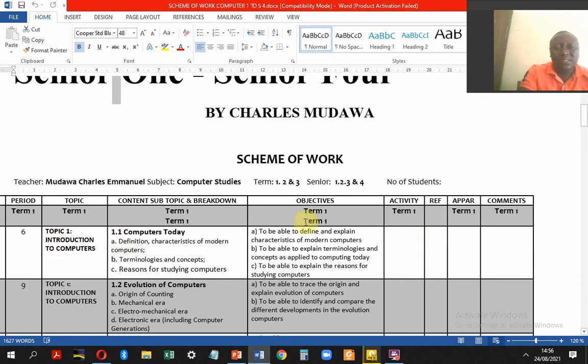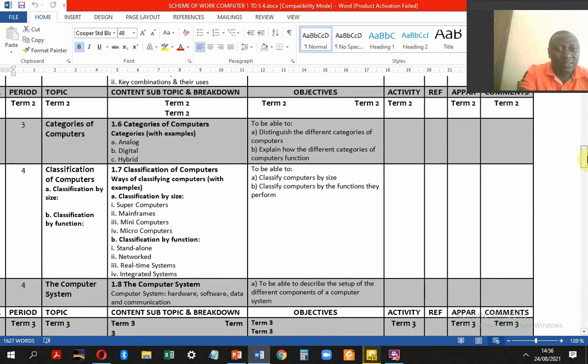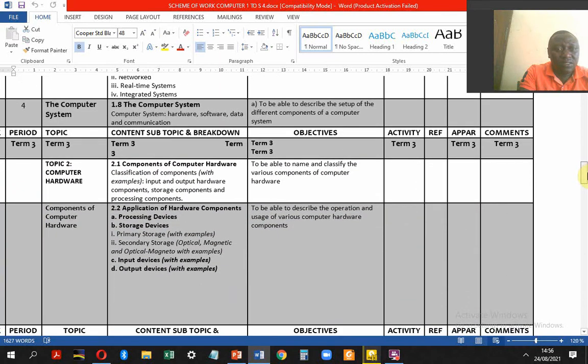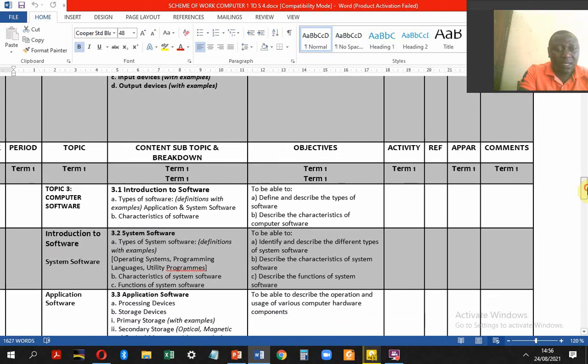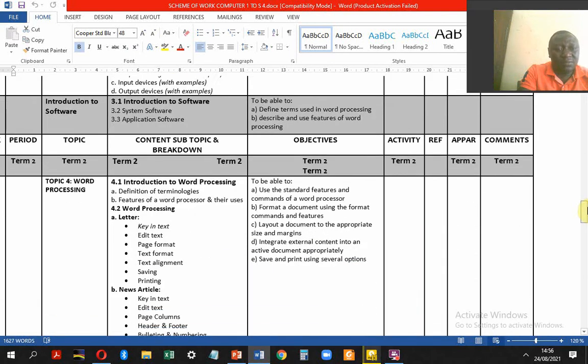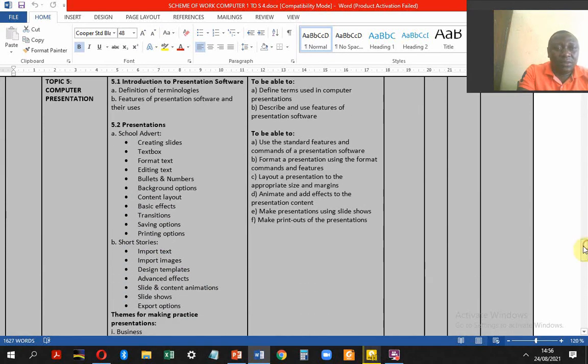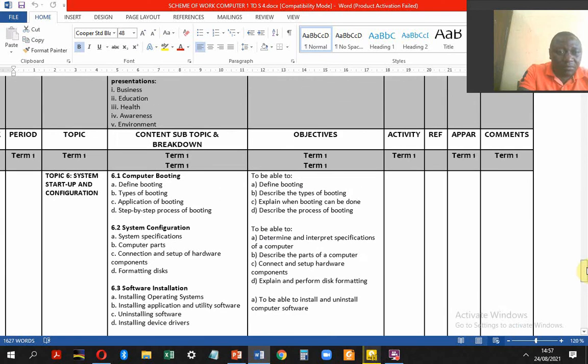Now, in the first, you can see the number of topics that we are supposed to cover up to the end. You can see introduction to computing. The topic 2 is also here. Look at the categories, and then we move on, breaking down all these topics. You come to topic 3, where we have computer software, and then after that you are able to look at word processing as a topic. Just taking you through so that you can know the number of topics. Topic 5, we will be looking at computer presentation. Of course, we shall get back. And topic 6, we have the system startup and configuration.